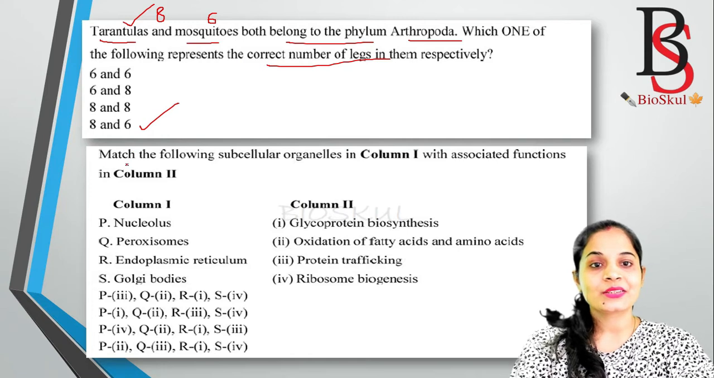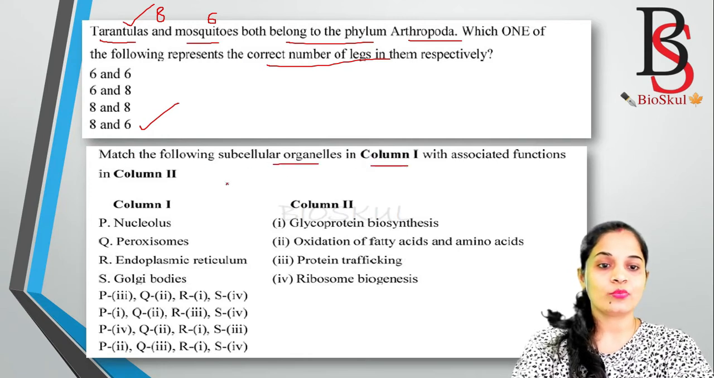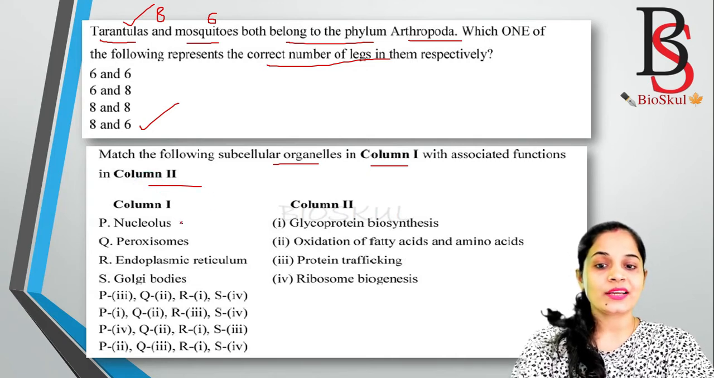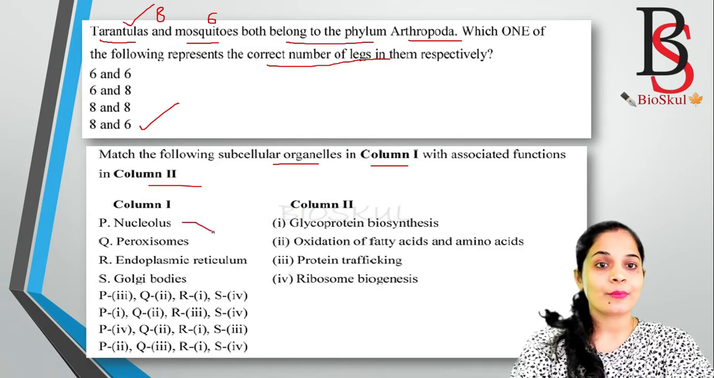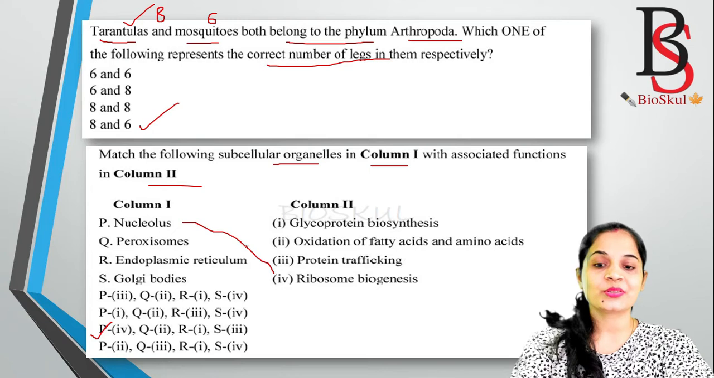Okay, so the next question: match the following subcellular organelles in column 1 with associated function in column 2. This is a very simple question. Column 1 has the nucleolus. What is the function of nucleolus? Nucleolus helps in the biogenesis of ribosome. So P is 4. So the correct answer will, of course, be option 3, right? But let's see the other options too.